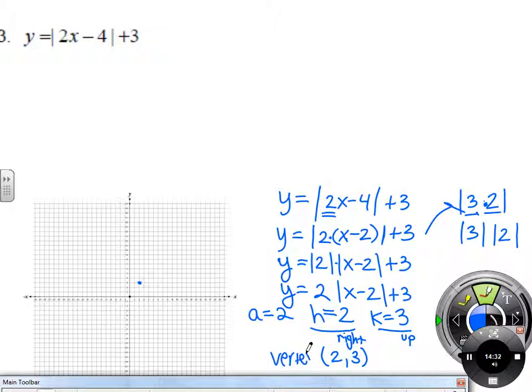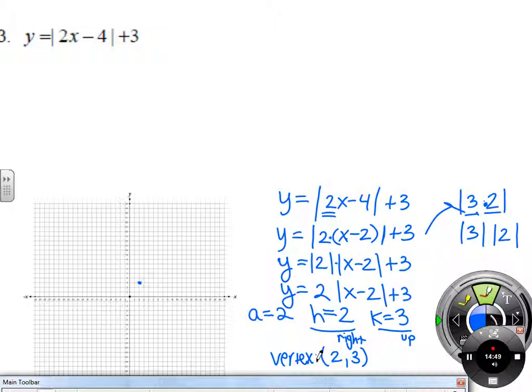Serena? Yeah, well, at this time it just happens to work out that way. But if this was a negative 2, it wouldn't be the same. So it's important that we factor it all the way out. All right, so our vertex is at 2, 3.